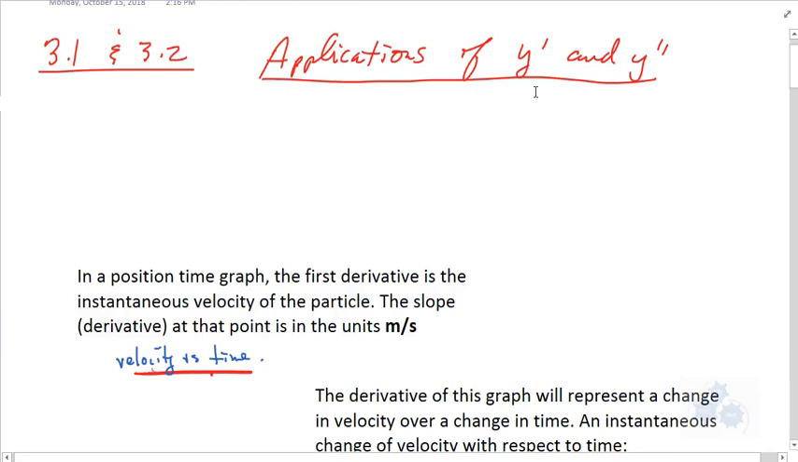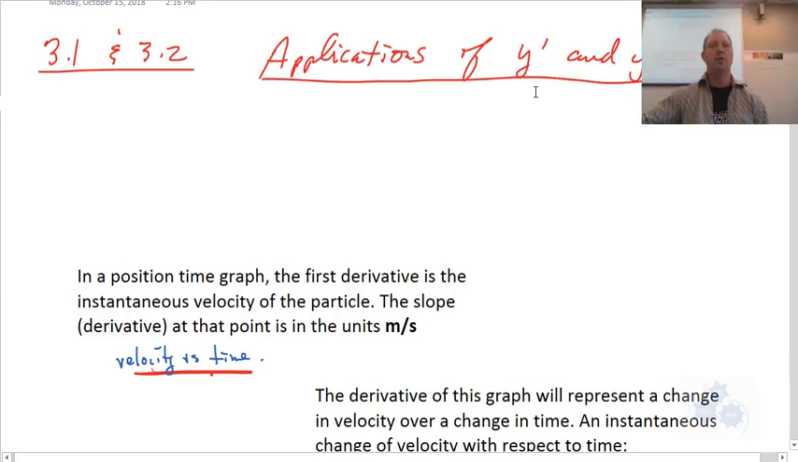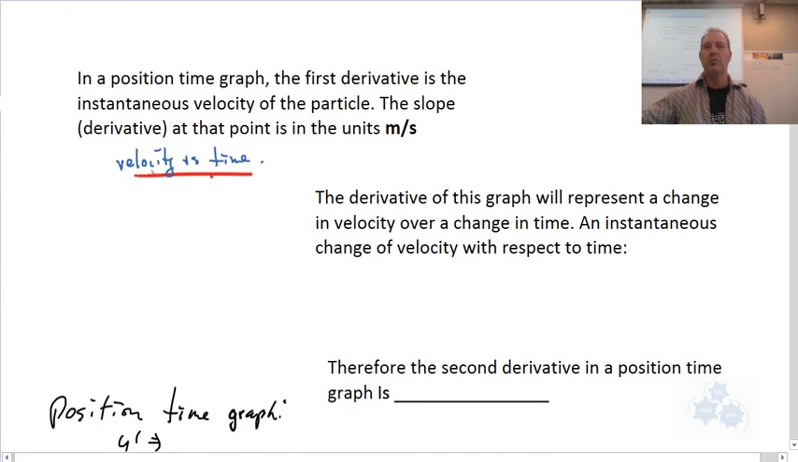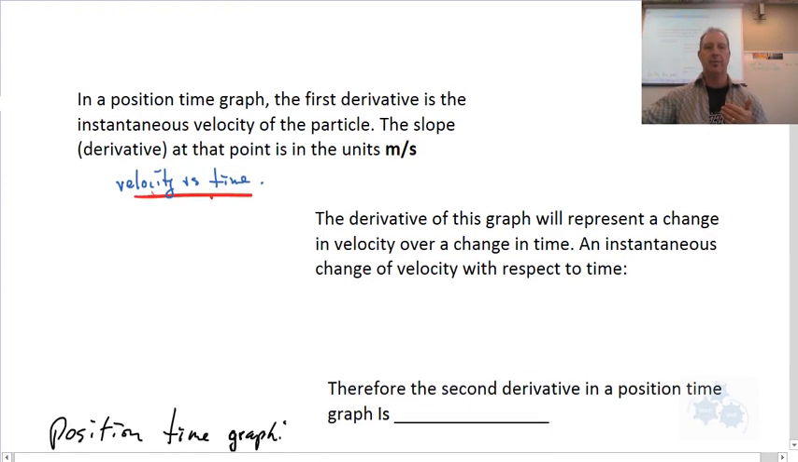Okay, 3.1, 3.2, this is going to be a brief lesson because when we talked about derivatives in Chapter 2, I talked about the applications of derivatives. In explaining why we're taking derivatives of things, I've often mentioned that in a position time graph, the first derivative is the instantaneous rate of change between meters and seconds, right?